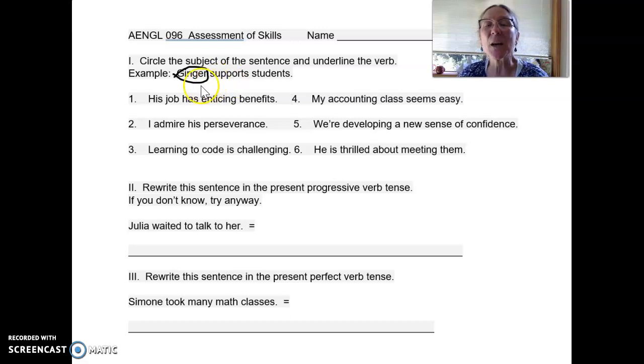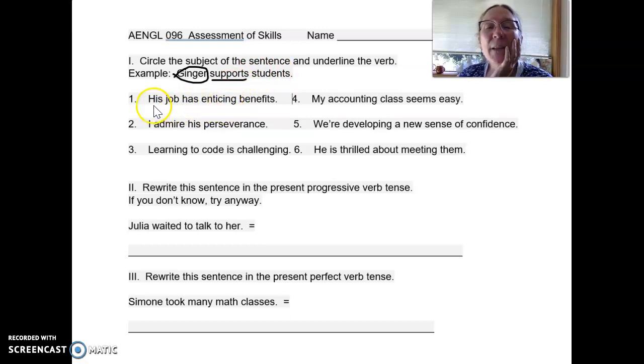They also ask you to underline the verb. In this sentence, supports is the verb. I'm underlining it. I can tell it's a verb because it changes when the time changes in the sentence. So if this were in the past, it would say Ginger supported students. The word that changes is the verb supported. And if this were in the future, the verb would change to Ginger will support students. See how that changes? That shows you where the verb is.